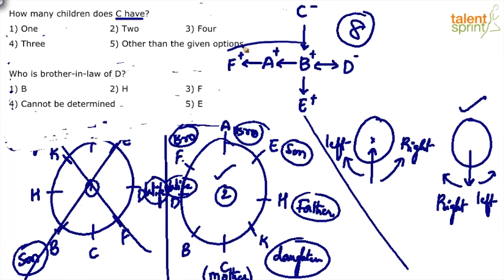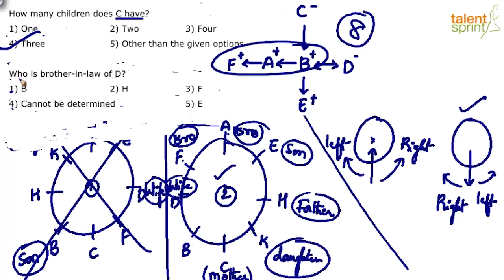Yes or no? All these 3 are siblings. F, A, B, all 3 are siblings, right? And if B is the child of C, A and F will also be the children of C. So how many children does C have? C has got 3 children: B, A and F. Remember, D is not the child of C. D is the daughter-in-law, cannot be considered as child, right? Only 3 children. So option 4 would be the answer.